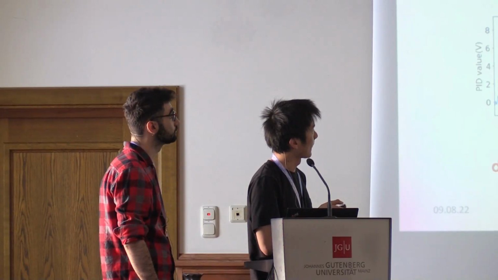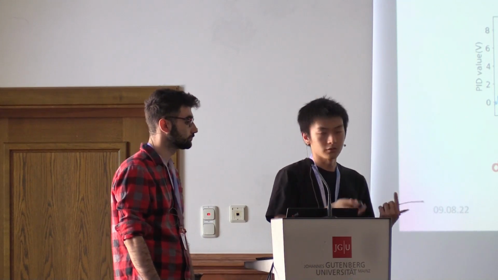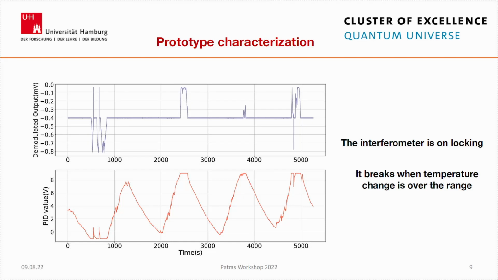So we will introduce another strategy, which will be discussed by Josep. Here is a plot showing when the interferometer is locked. You can also see that when the lock is broken, it shows this kind of spot.